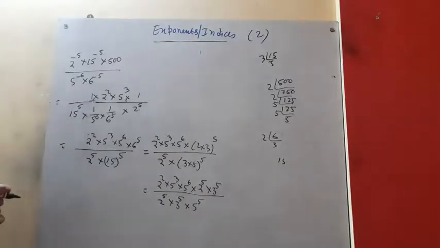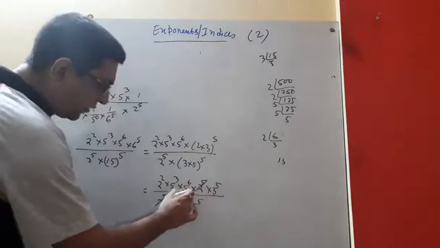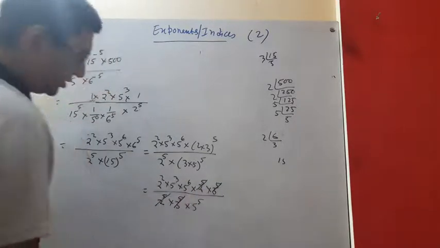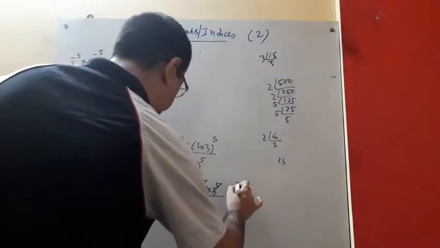Now what will I do? We will go for cancellation. Look, 2 to the power 5 and 2 to the power 5 cancel. 3 to the power 5 and 3 to the power 5 cancel. So we are left with 2 to the power 2.